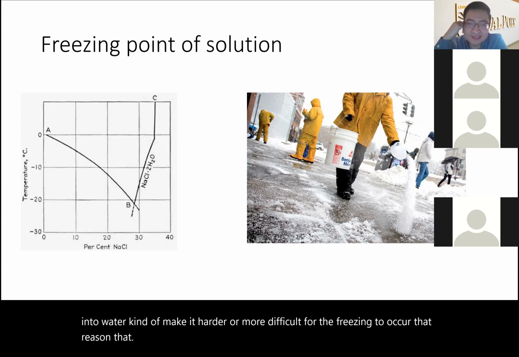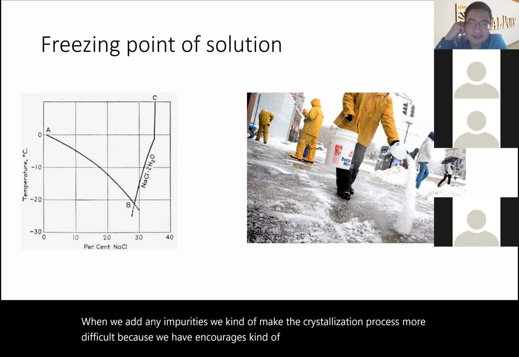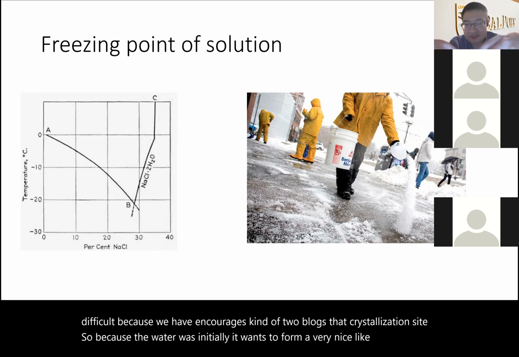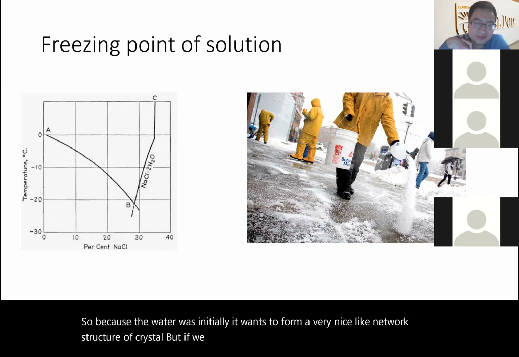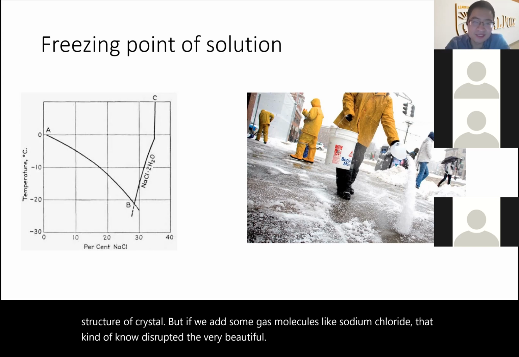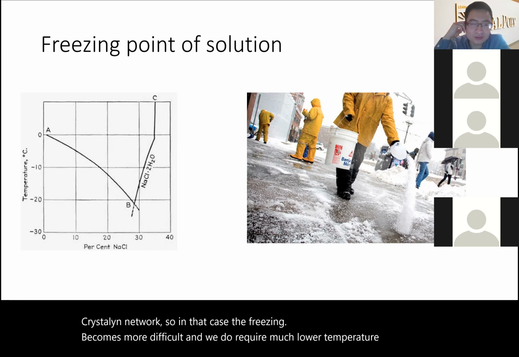When we add any impurities, we make the crystallization process more difficult because impurities block the crystallization sites. Initially the water wants to form a very nice network structure of crystal. But if we add some molecules like sodium chloride, that disrupts the very beautiful crystalline network. So the freezing becomes more difficult, and we require a much lower temperature to achieve crystallization.